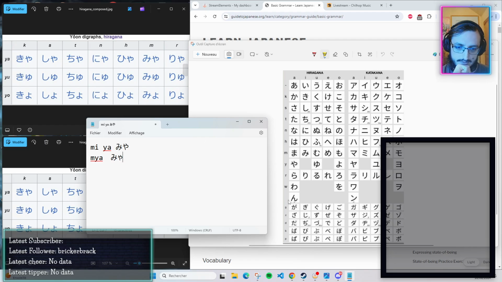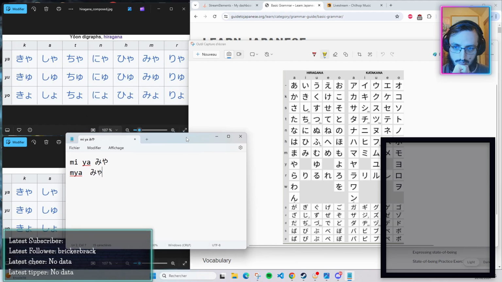The R line is the same, very normal. It is ra, ri, ru, re, ro. Ri, which is merged with ya, will be rya. Then we have ryu, and then we have ryo. Rya, ryu, ryo.